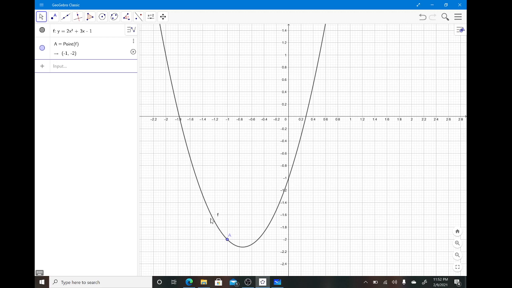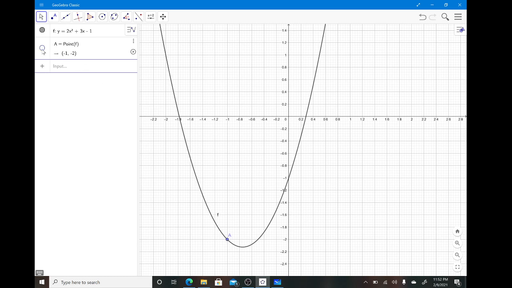So as we approach -1 from the left side and the right side on the x-axis, our output values are getting closer and closer to -2. So that is why we say that the limit here is actually -2.